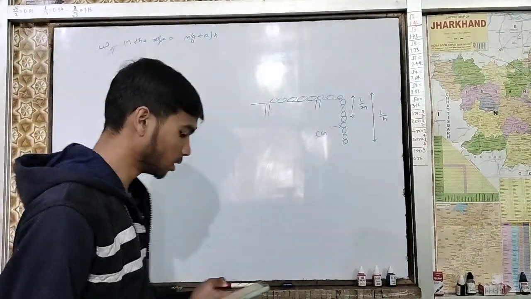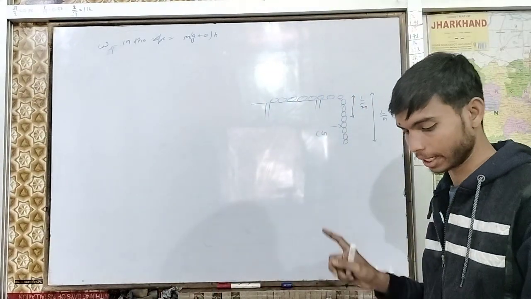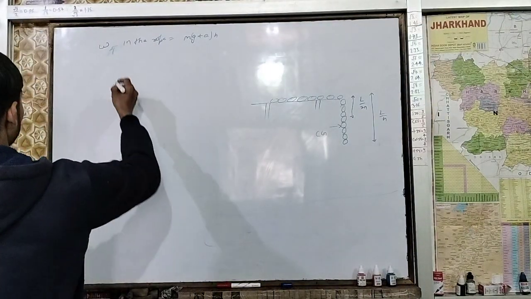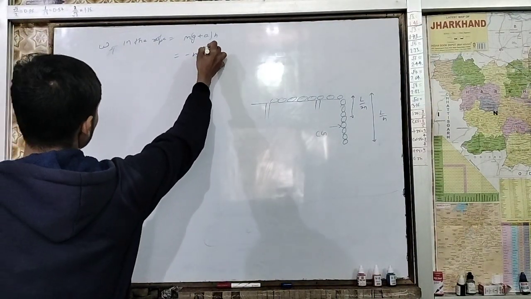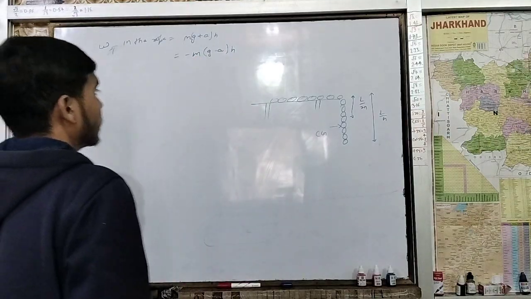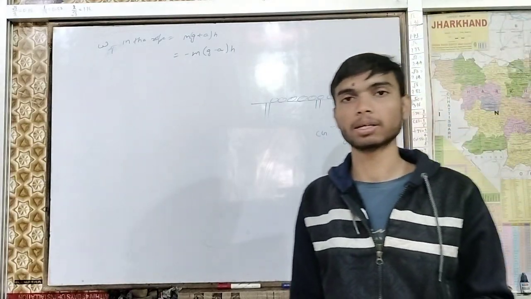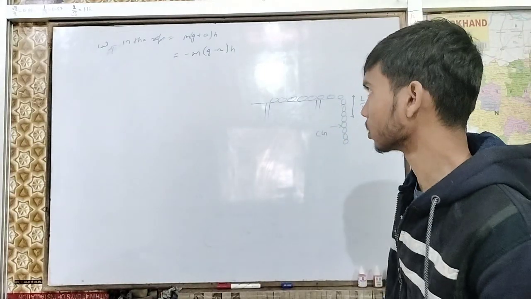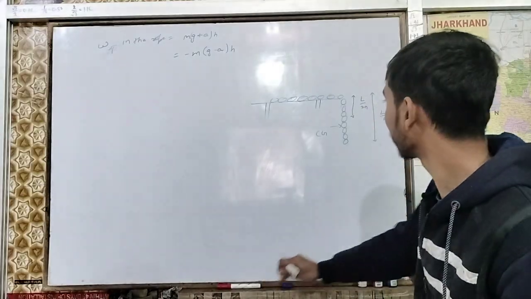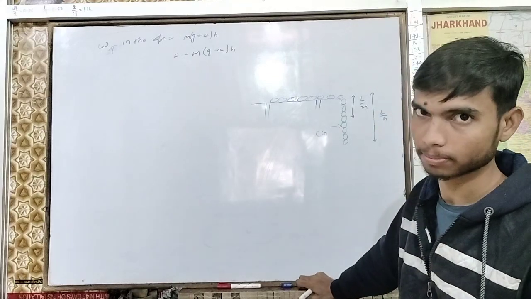If a block is lowered with acceleration a, then just the sign will be replaced by negative. If the block is going downward, we just replace this sign, m(g minus a) into h, that's it. H is the height. mg is the gravitational force which is downward, and ma is mass times acceleration, a force. So net external force into h, so mg minus ma.